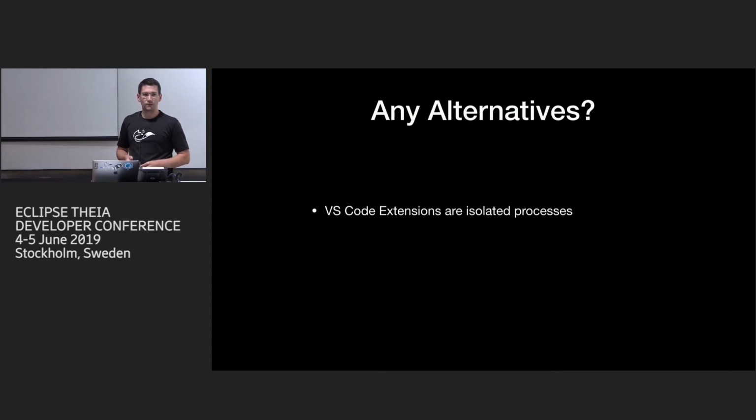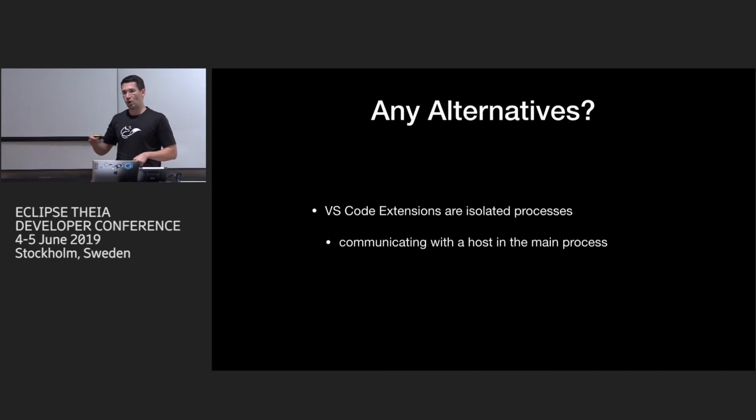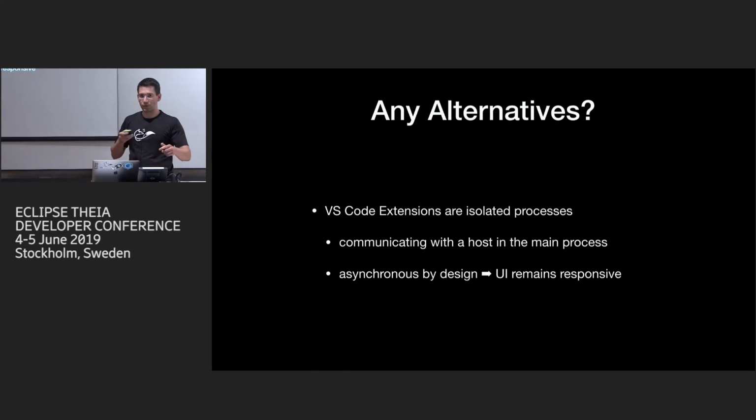Well, VS Code does it better, using VS Code extensions that run in separate processes, and they communicate with a host in the main process, again using JSON RPC and such technology. So all the communication is asynchronous by design, which also has the benefit that there are no lags in the UI. You don't see any freezes on the UI side. And if one extension crashes, the application can recover from that.